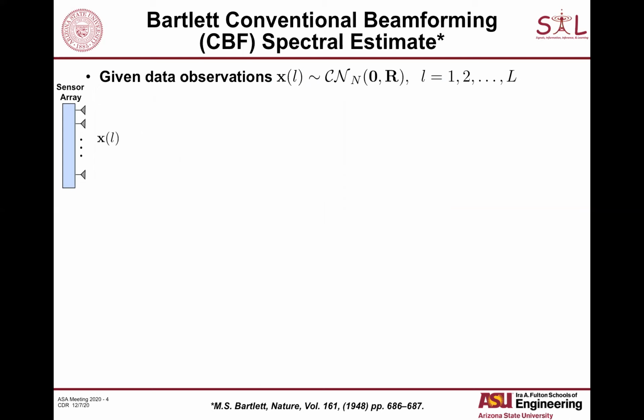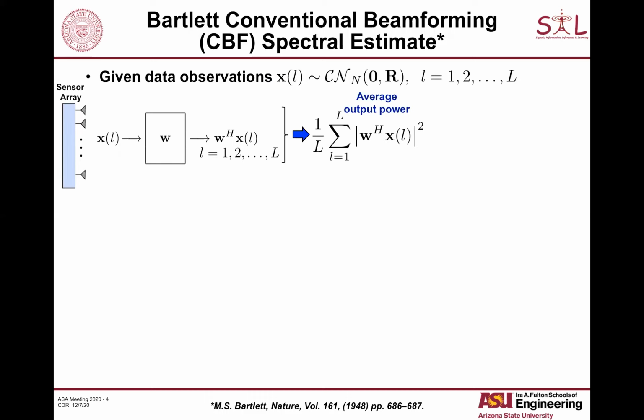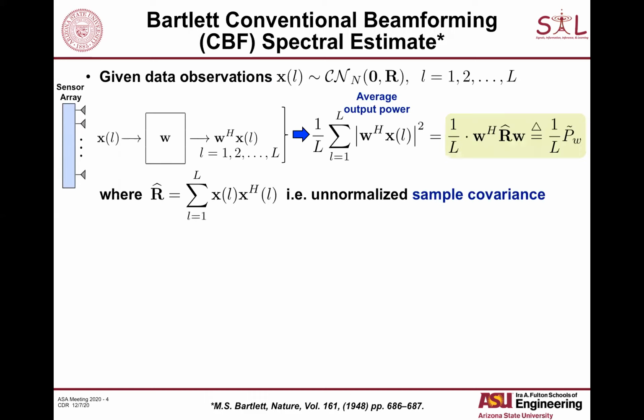So regarding a conventional approach, if I have a spatial snapshot x(l), which I'm going to assume here is complex Gaussian with zero mean and a covariance R, I can take that spatial snapshot and run it through a spatial filter. And then I can average the output power. And this can be expressed in terms of a data sample covariance matrix. And this statistic goes by the name of the Bartlett estimator.